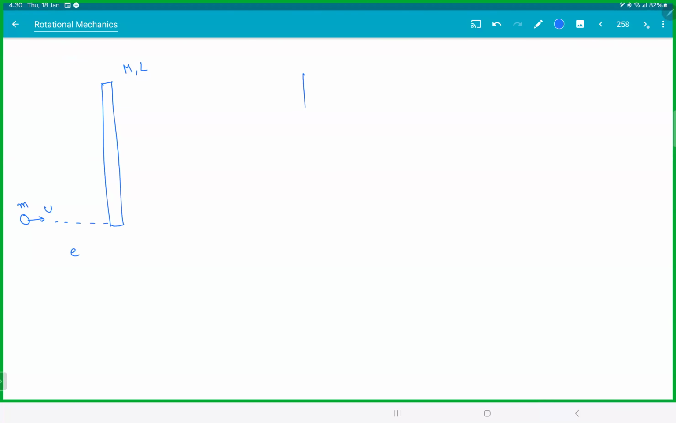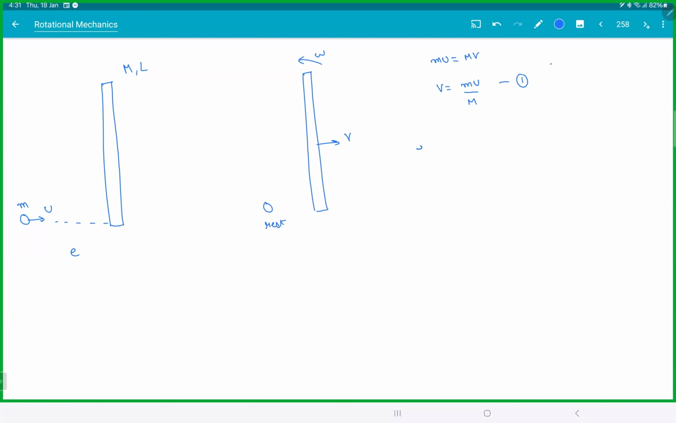First thing, final diagram. So after collision, this guy will be V. This will be omega. This guy has come to rest. Step one, conservation of linear momentum. mu is equal to MV. Okay, direct. तो V आ गया मुझे. V is equal to mu by capital M. This is linear momentum.